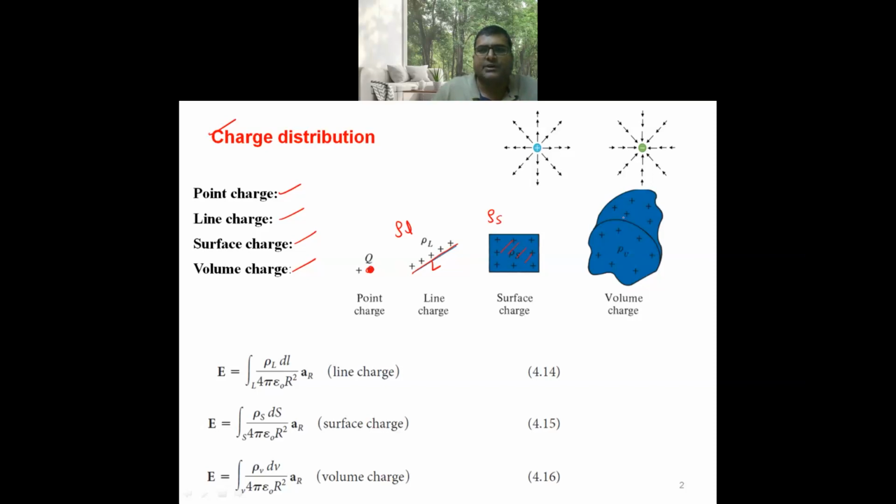In the case of volume charge, it is uniformly distributed over a volume V with volume charge density rho V. And the charge is equal to integral of dq. In case of line charge, it is rho L dl or dz. If the distribution is along z axis, then we can write dz.